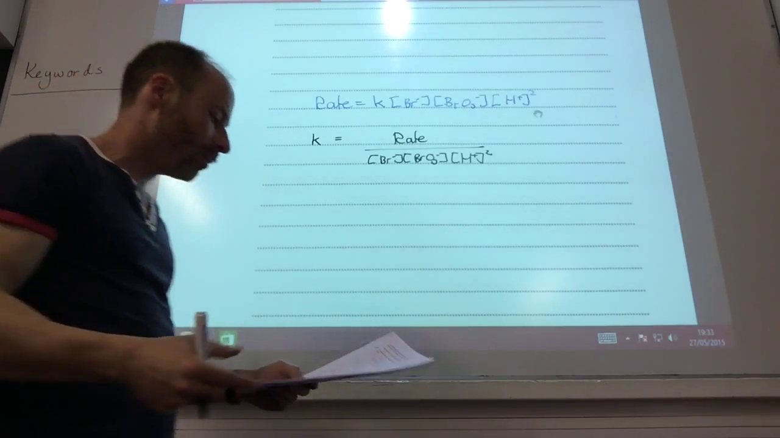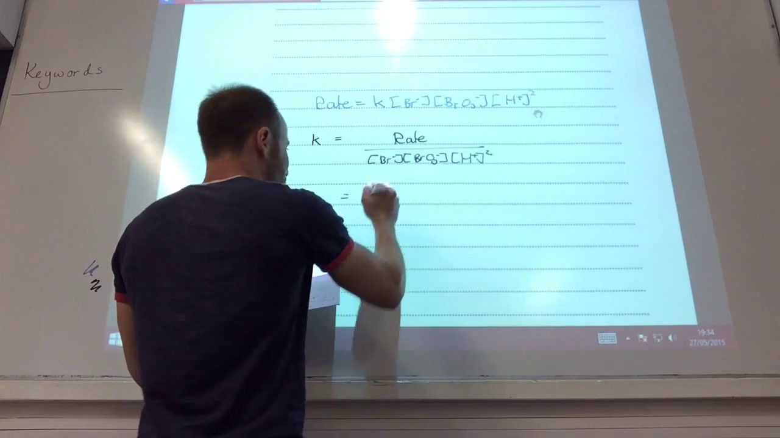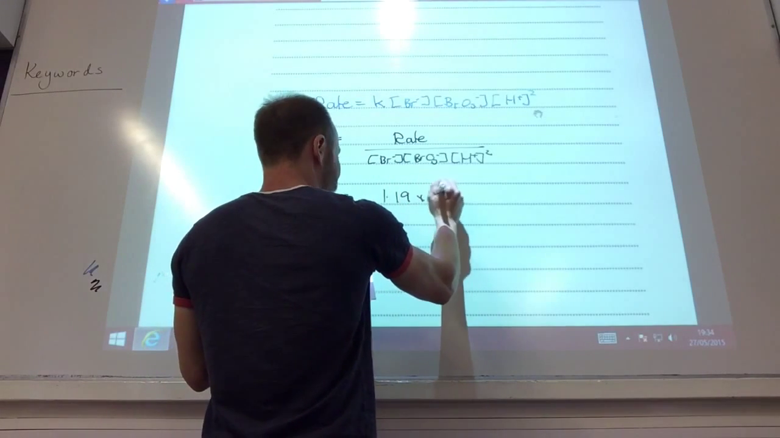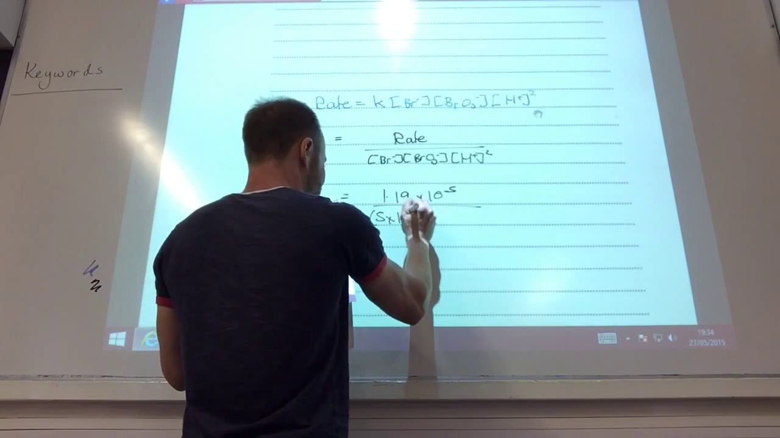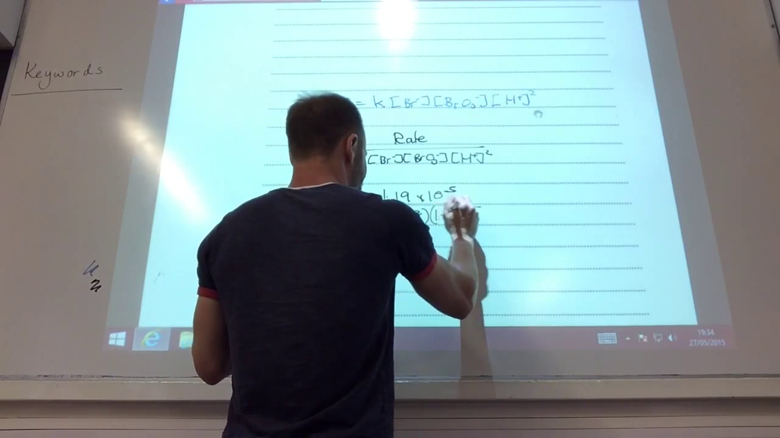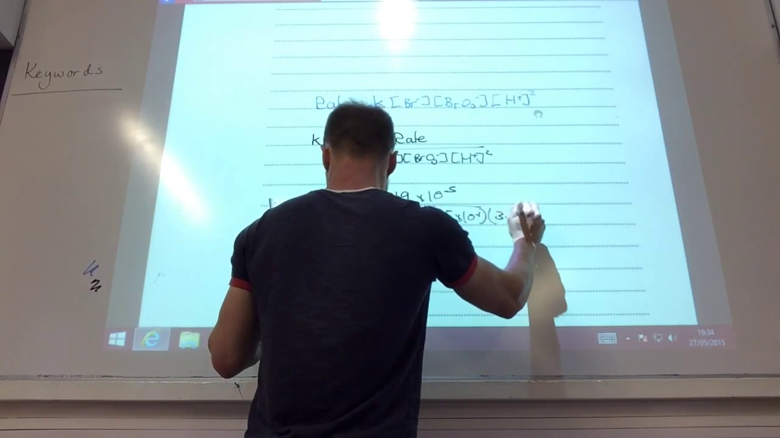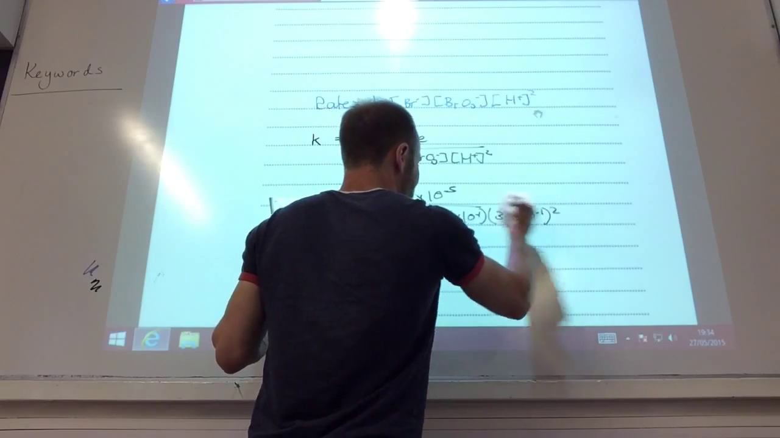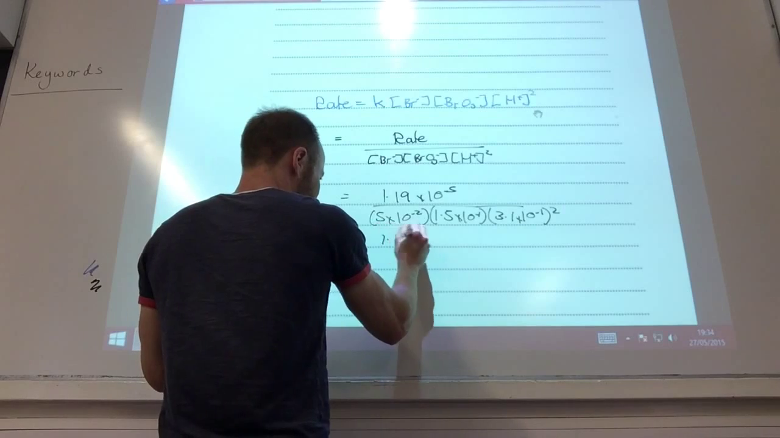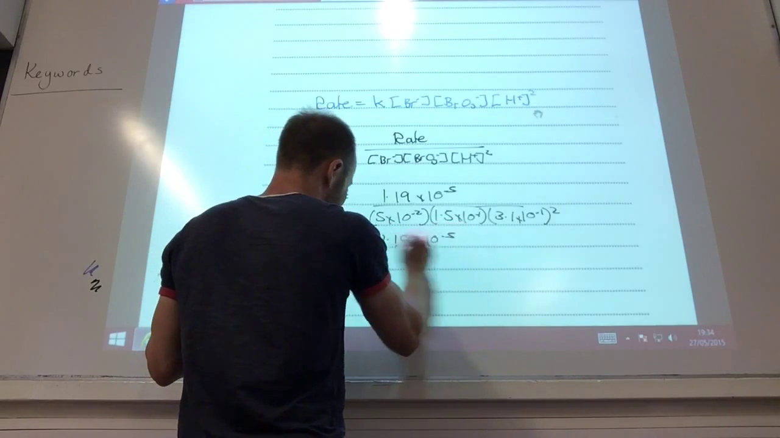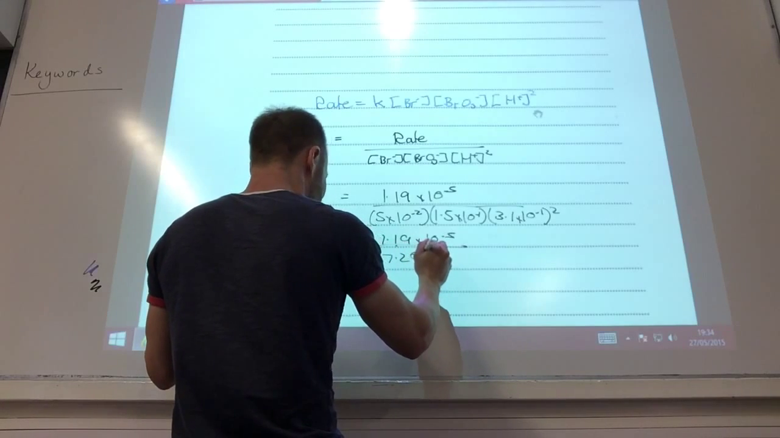Then you pop in the results, maybe from the first experiment, doesn't matter. So I'm going to use the first one. So the rate was 1.19 times 10 to the minus 5, and that was over 5 times 10 to the minus 2, 1.5 times 10 to the minus 1, and 3.1 times 10 to the minus 1 squared. I would work this out first, just to show the examiner you know what you're doing and they can follow you.